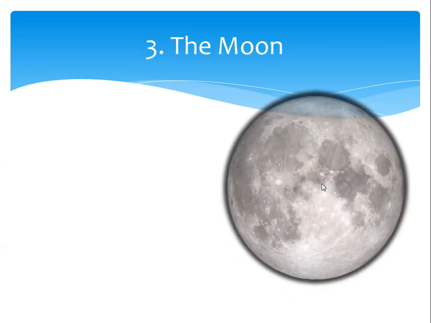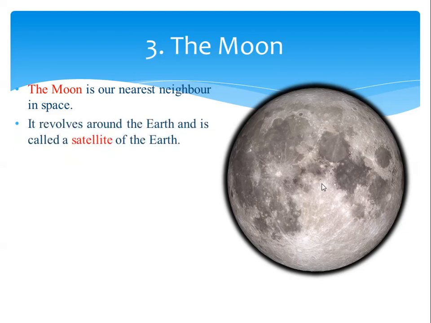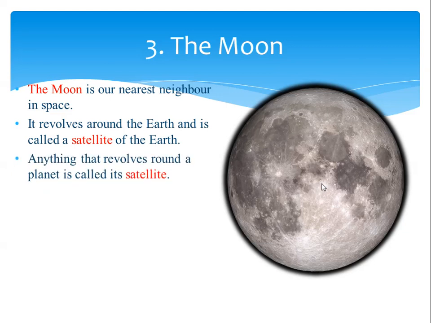The moon. This is the picture taken from the satellite of the moon. The moon is our nearest neighbor in the space. It revolves around the earth and is called a satellite of the earth. Like our earth revolves around the sun, in the same way the moon revolves around our planet earth and is called the satellite of earth. Anything that revolves around a planet is called its satellite. Moon is a natural satellite of the earth.